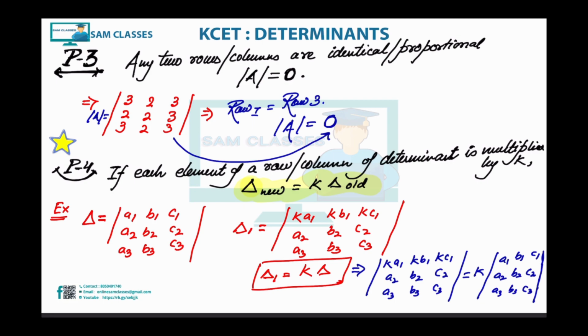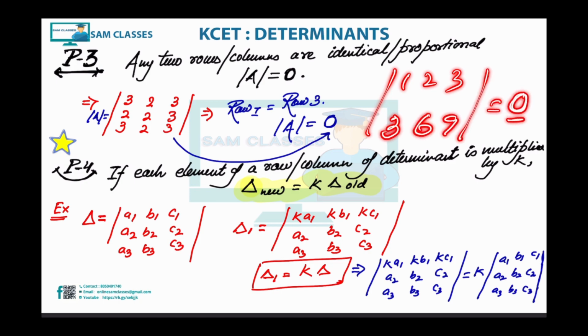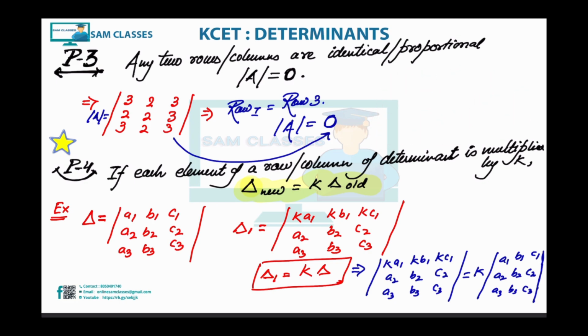Now, the second thing is if they are proportional. You see, 1, 2, 3 is there, and here it is 3 times of that: 3, 6 and 9. So what will it be? Directly 0 again. No problem. You can just take 3 common out and make it 1, 2, 3. So same thing, students.